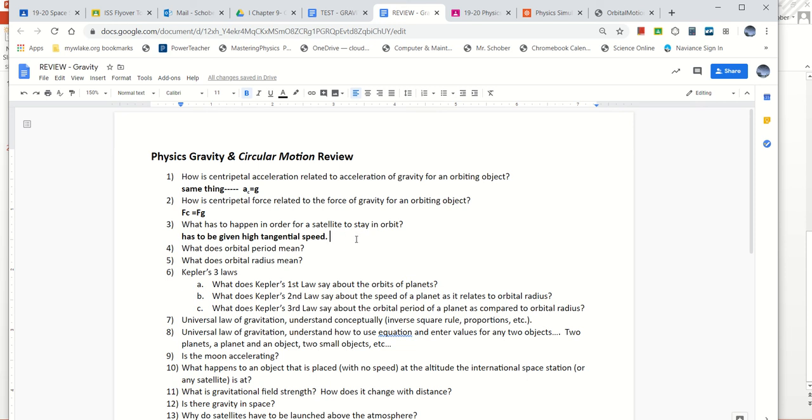Okay, so given a high tangential speed, some kind of secondary answer to that is that you have to be above the atmosphere. And the only reason that you have to be above the atmosphere is to avoid friction.